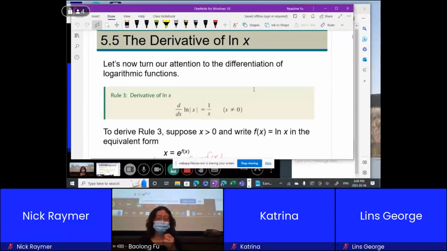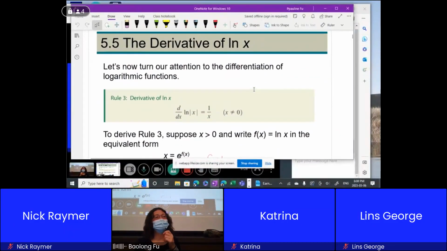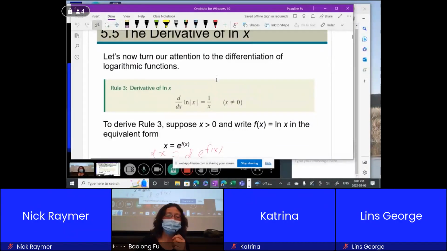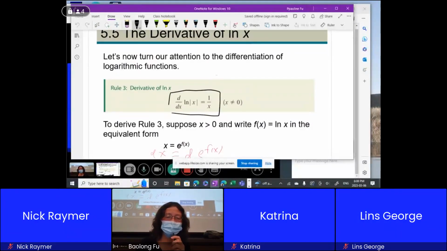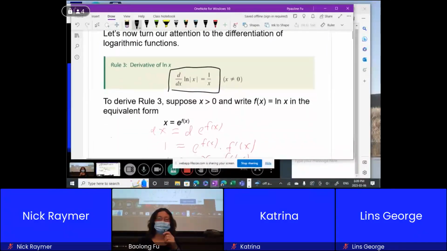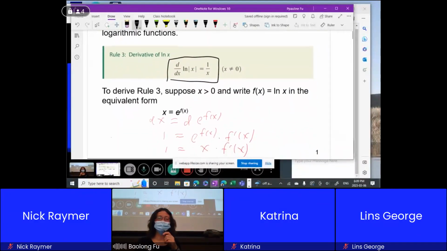Okay, so last class we did the derivative for the exponential function. Today, we'll do the derivative for the logarithm function. This is the formula: the derivative of the logarithm function equals 1 over x. And how do we know this is true?